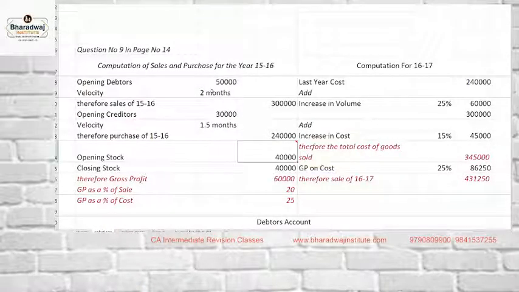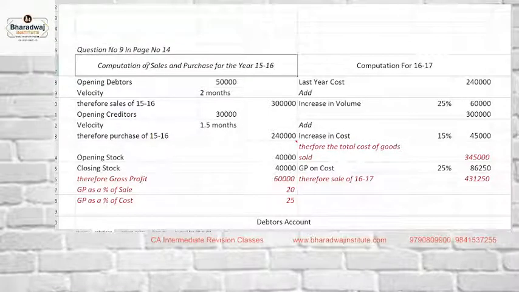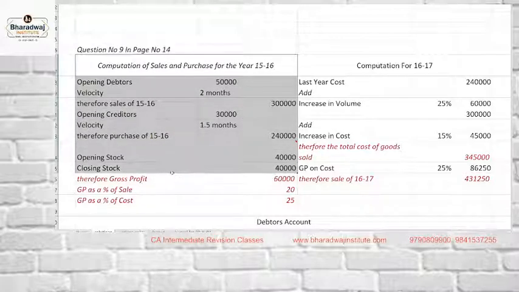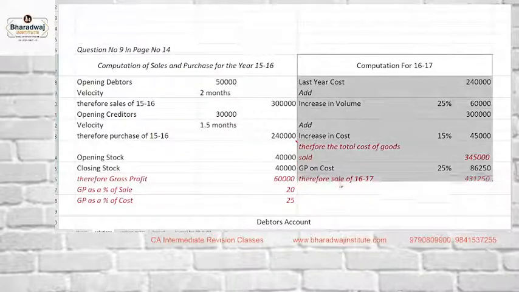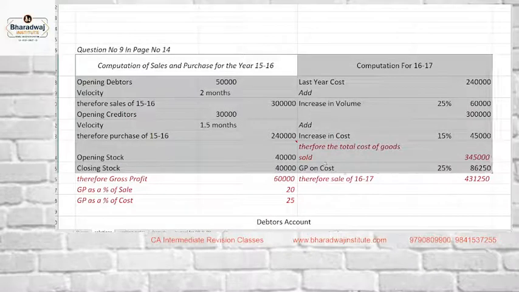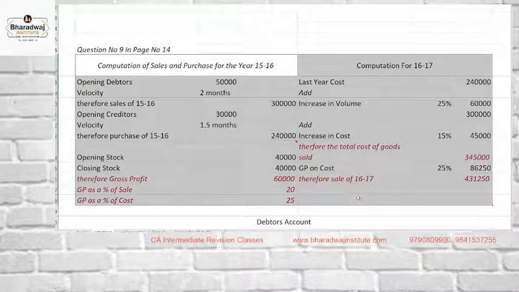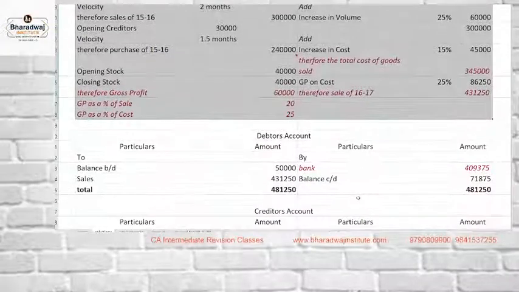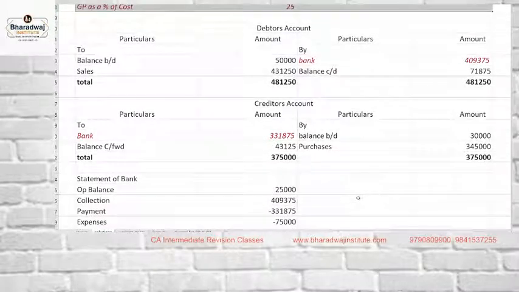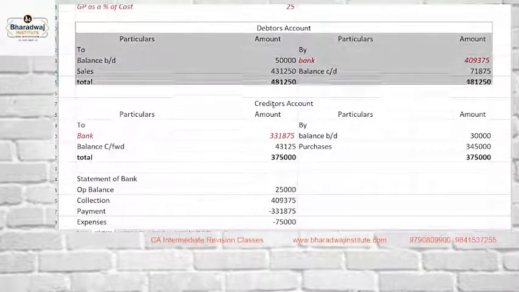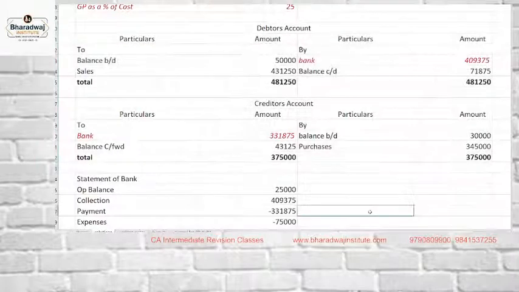Since it's a homework problem, I'm just showing the solution. This is to work out your gross profit. This is the first working that you do, based on 15, 16, 16, 17. You can take a screenshot also. Then prepare which accounts? Debtors account and creditors account. Take a screenshot.